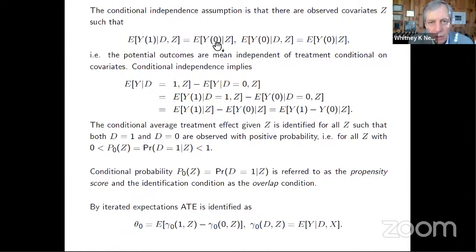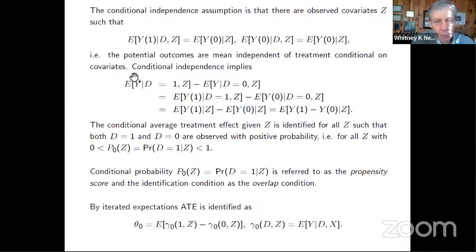I'm sorry, that should be Y1. The expectation of Y1 given D and Z is the expectation of Y1 given Z. The expectation of Y0 given D and Z is the expectation of Y0 given just Z. So we say the potential outcomes are mean independent of treatment conditional on covariates. If you don't have something like this, you get endogeneity from regressing Y on D, and this gets rid of that kind of endogeneity by including covariates.